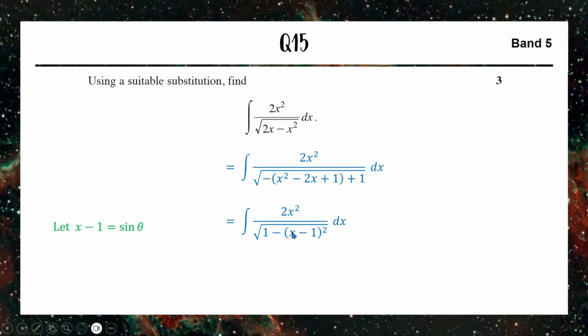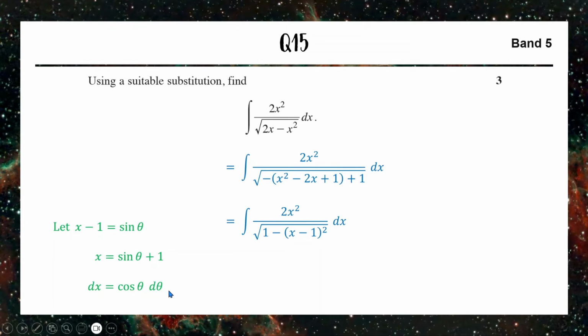If that was a plus in there, I might have had to use tan squared instead, or tan, but because it's a minus, sine theta is going to get the job done. Okay, so also worth noting that later on, we're going to need to change the x on the top, and x is going to be equal to sine theta plus 1 just by rearranging this. We also need to figure out the dx. We're just going to differentiate both sides of this substitution and say dx is equal to cos theta d theta. That's the right-hand side differentiated with respect to theta.